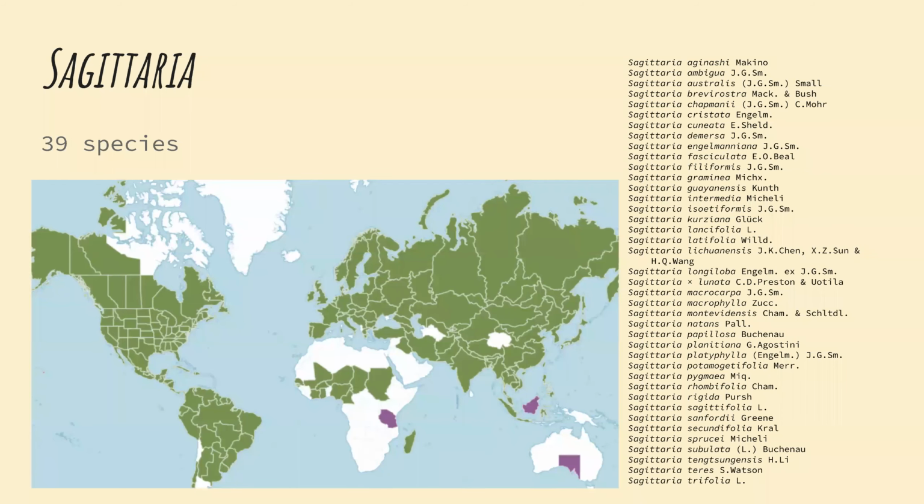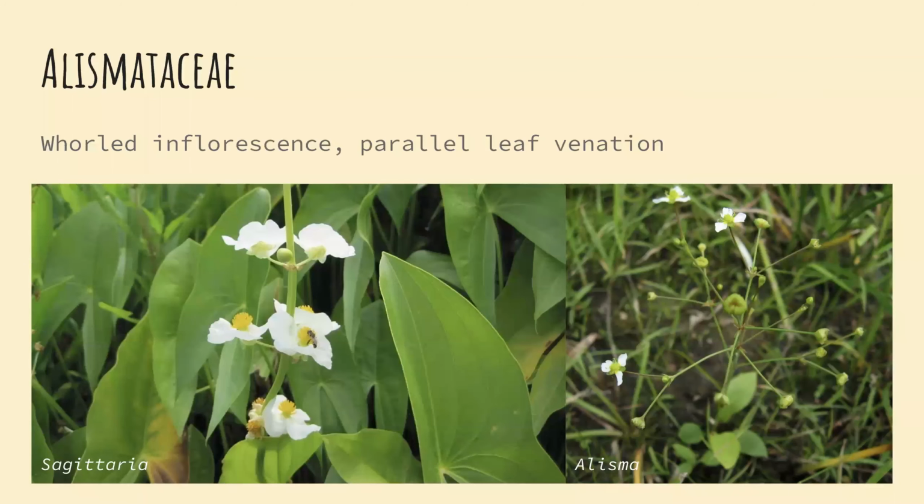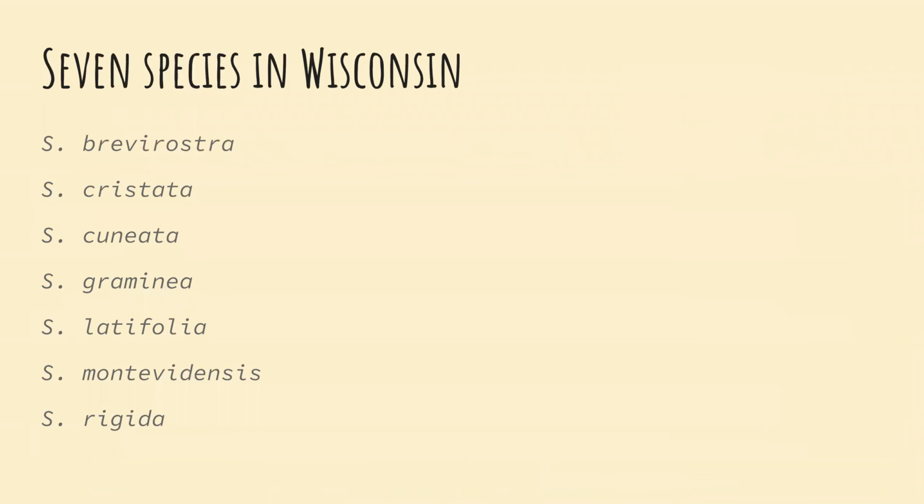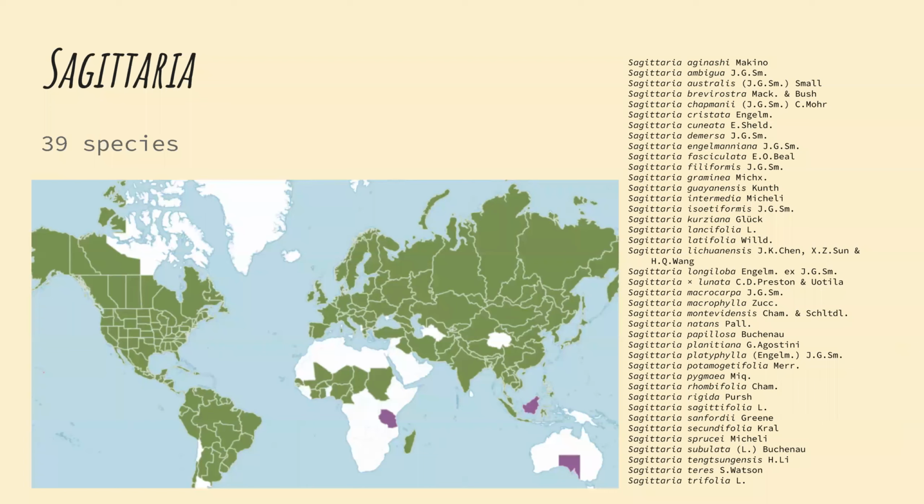So overall, the genus has almost 40 species found worldwide, a lot of them in the Northern Hemisphere, and a good number of them, as we will see, in the Americas, North America and South America. In Wisconsin, we're going to cover these 7 species and talk about how to tell them apart.